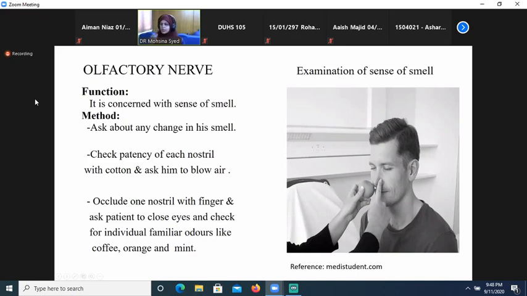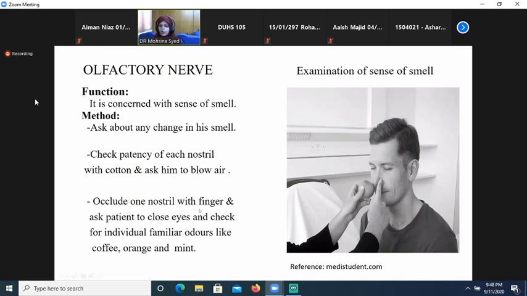What happens when the patient blows air on the cotton? If the nose is patent, the cotton wisp moves. This shows that the nostril is patent. So you check it on one nostril and then on the other side.